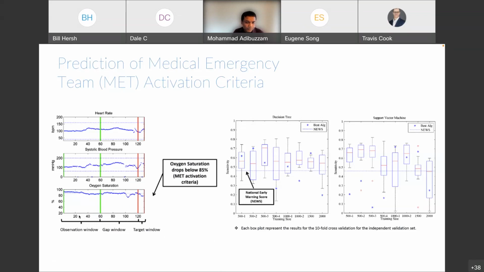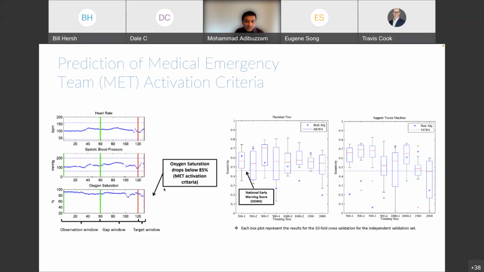So here, the first window, x-axis, between 0 to 60, this is the observation window. And then the idea is, can you predict by looking at this observation window data, just these 3 vital signs, and we do not have access to this gap window, which is 60 minutes after the observation window, but we'll also only have the data 10 minutes after the 60 minutes of the gap window. And within that 10 minutes, we have to predict whether there will be a MET activation criteria triggered or not.